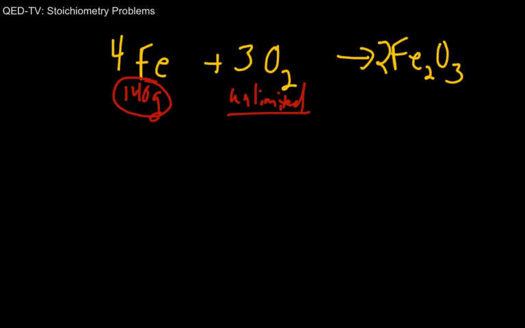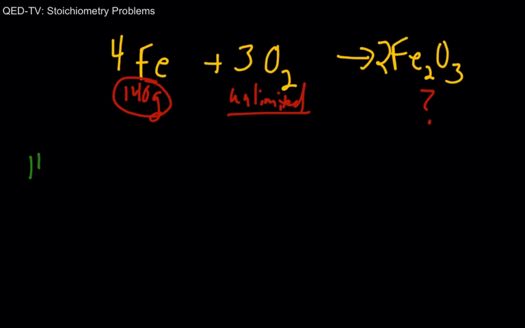I'm going to assume that I have an endless supply of oxygen, so I'm going to have as much oxygen as I possibly need to react up all 140 grams of the iron. How many grams of rust would I be able to make? That's the stoichiometry problem. How many grams of rust would I be able to make if I had 140 grams of iron? So the way we do this stoichiometry problem is we, of course, write down the given.